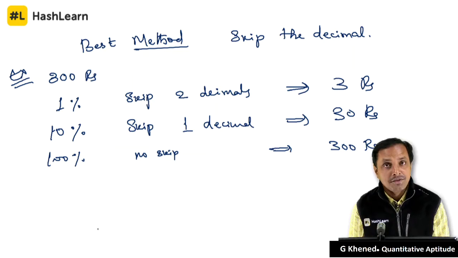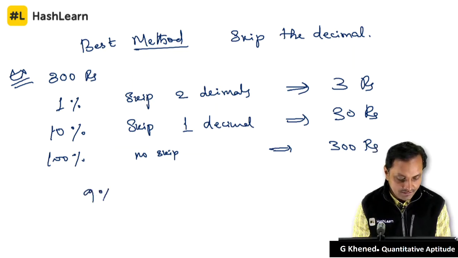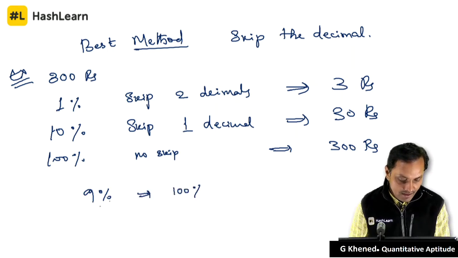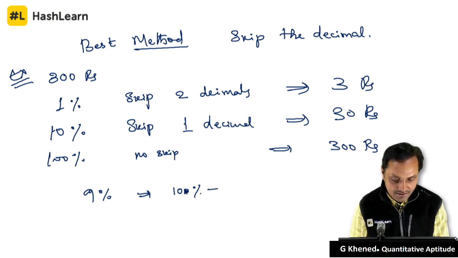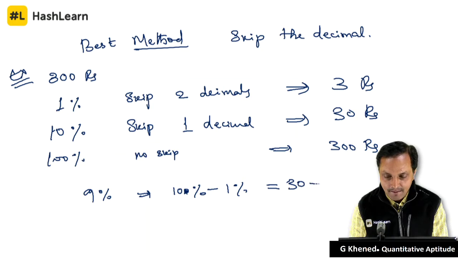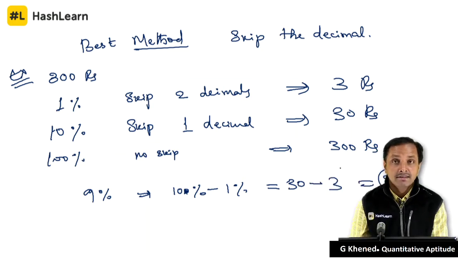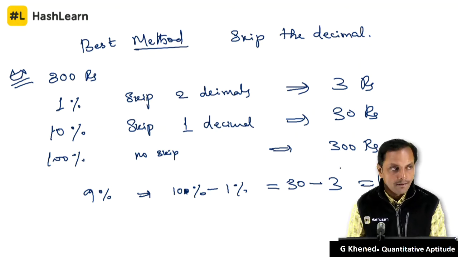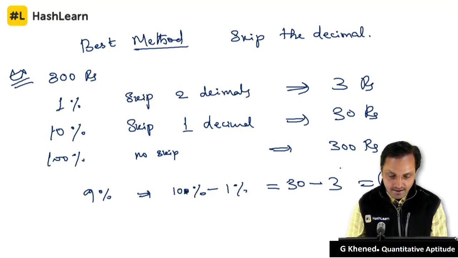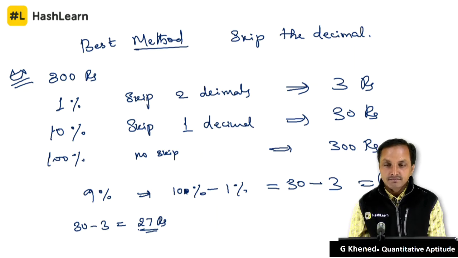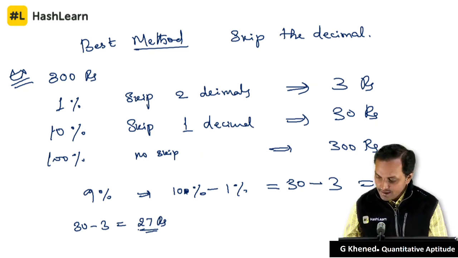For example, in some cases they will ask you what is 9%. Very simple, you can do the calculation in the mind. 9% is 10% minus 1%. 10% is 30, minus 1% is 3, which should be your 27 rupees. Right? That should be 30 minus 3 is 27 rupees.